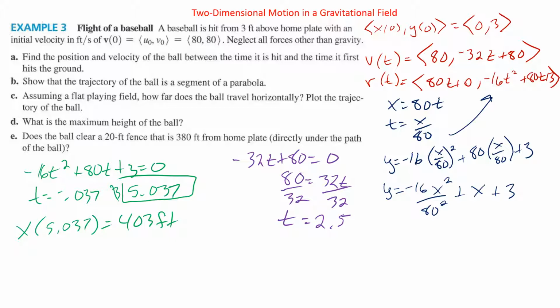We can then plug that into the position equation for y of 2.5. So that would be 2.5 squared times negative 16 plus 80 times 2.5 plus 3. We do that and we get it's going to be at about 103 feet.